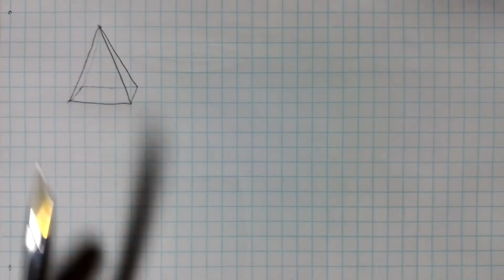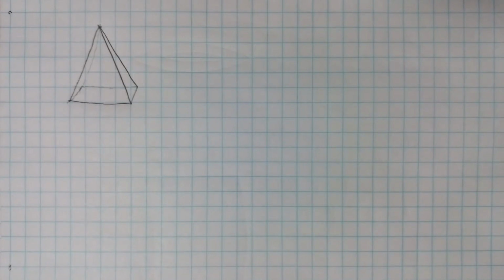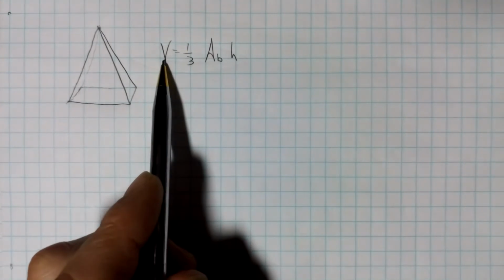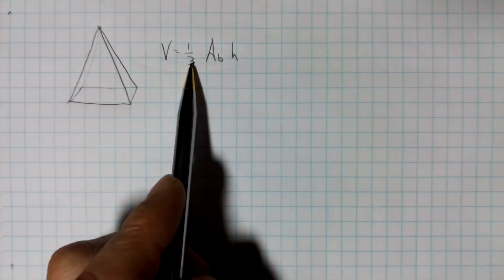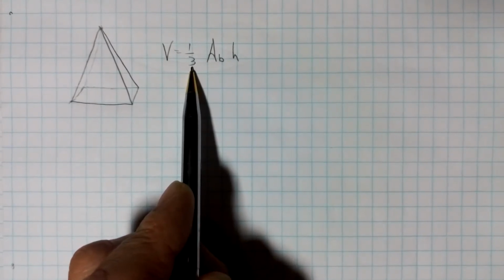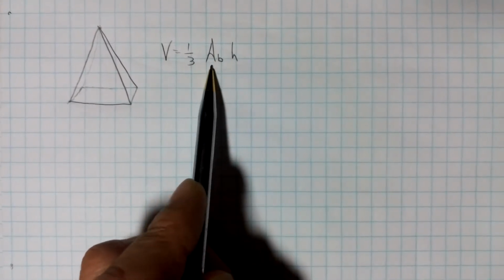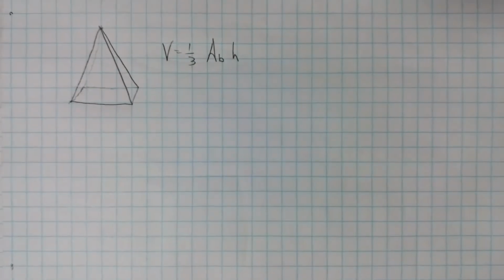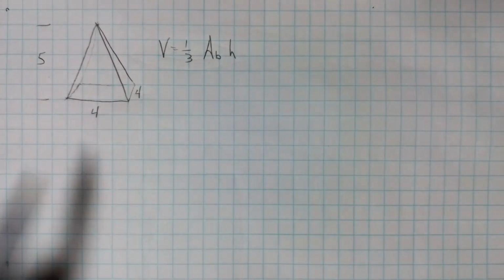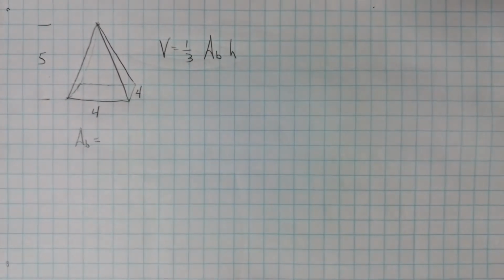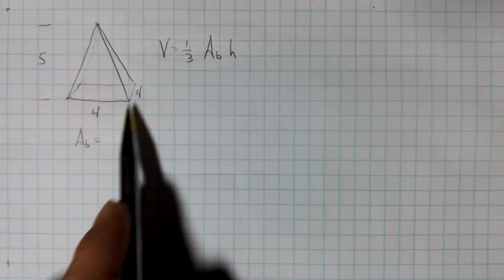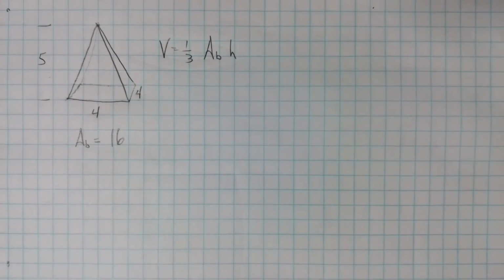Alright, so let's say now that we have a shape where the base is a square or rectangular. Now, you still have to know that the volume of this shape is going to be 1/3, that'll always be there for pyramidal shapes, times the area of the base times the height. And so if you're given this information where the base is 4 by 4 and the height is a 5, the first thing you should do is find the area of the base, and in this case it's going to be 4 times 4, which is 16.